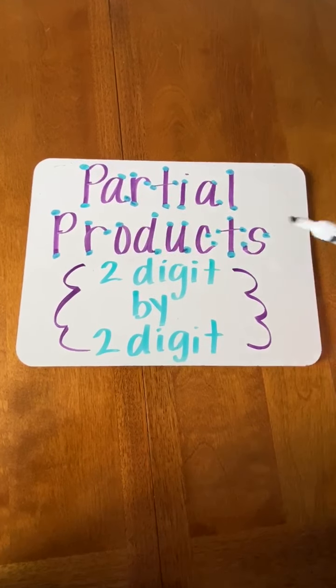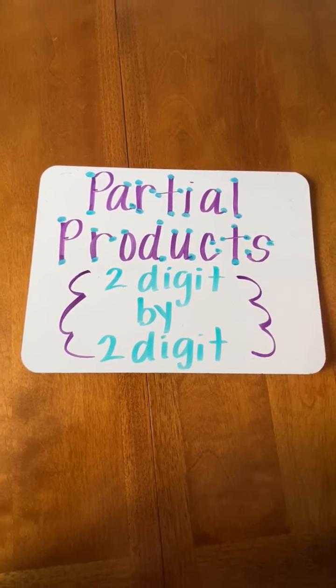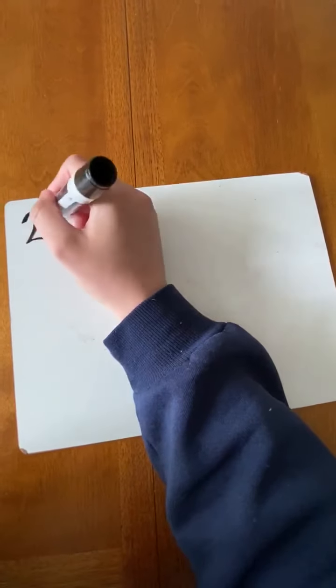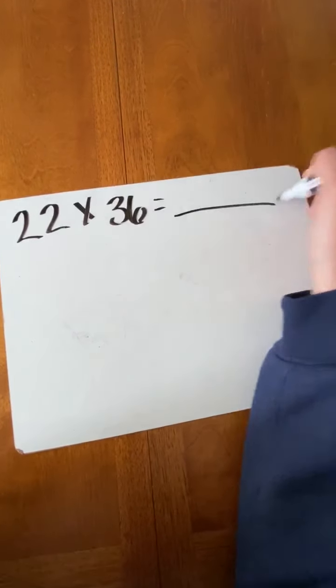Today we are going to be using partial products to multiply two-digit by two-digit numbers. So let's get started. Our first problem we're going to look at is going to be 22 times 36.